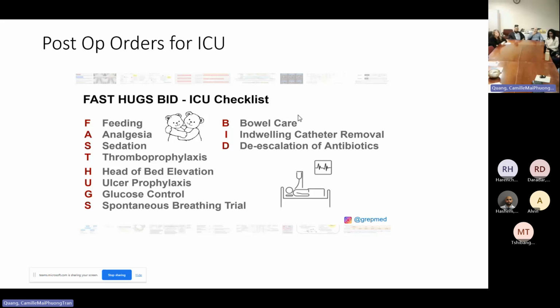And then spontaneous breathing trials. It should be done every day unless your patient is a brain patient who you're keeping down, or an ARDS patient who is paralyzed. But you should be doing spontaneous breathing trials every single day. That means taking your patient off of the sedation and putting them on pressure support and seeing if they breathe on their own.